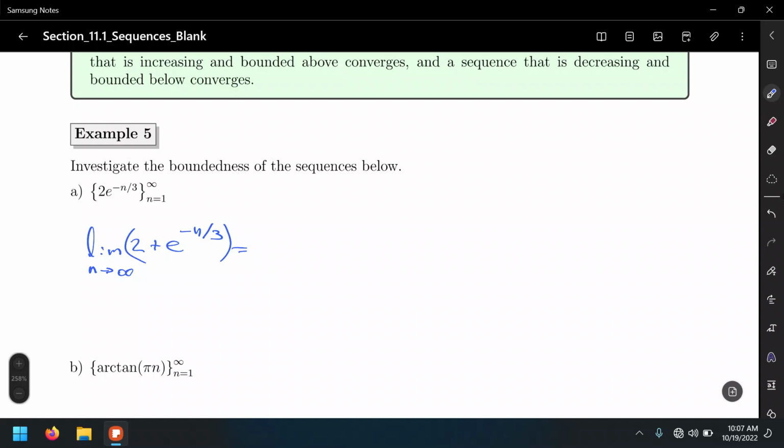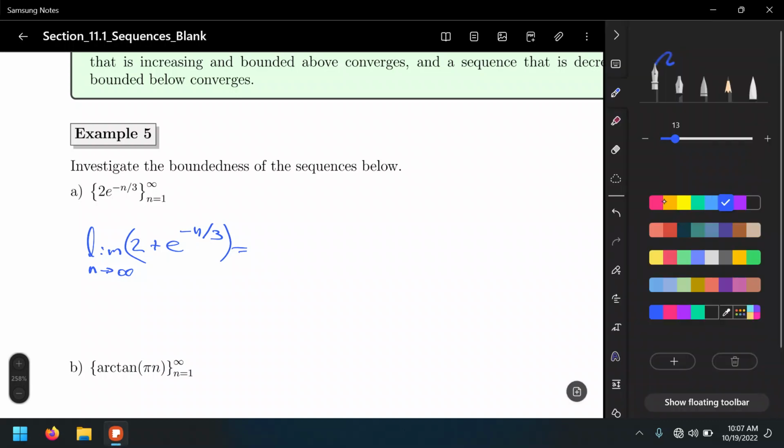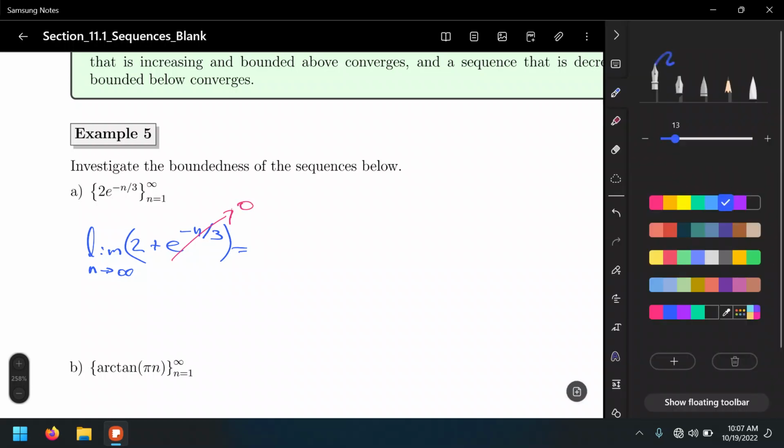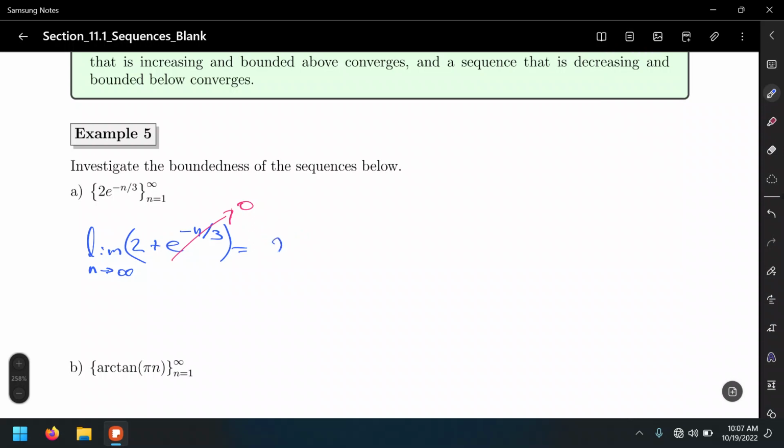And so where is this term going to go? The second term, the exponential term, where is it going to go for large values of n? What is that? Anyone? This term, where is that going to go for n really big? 0, right? So the limit will be 2.